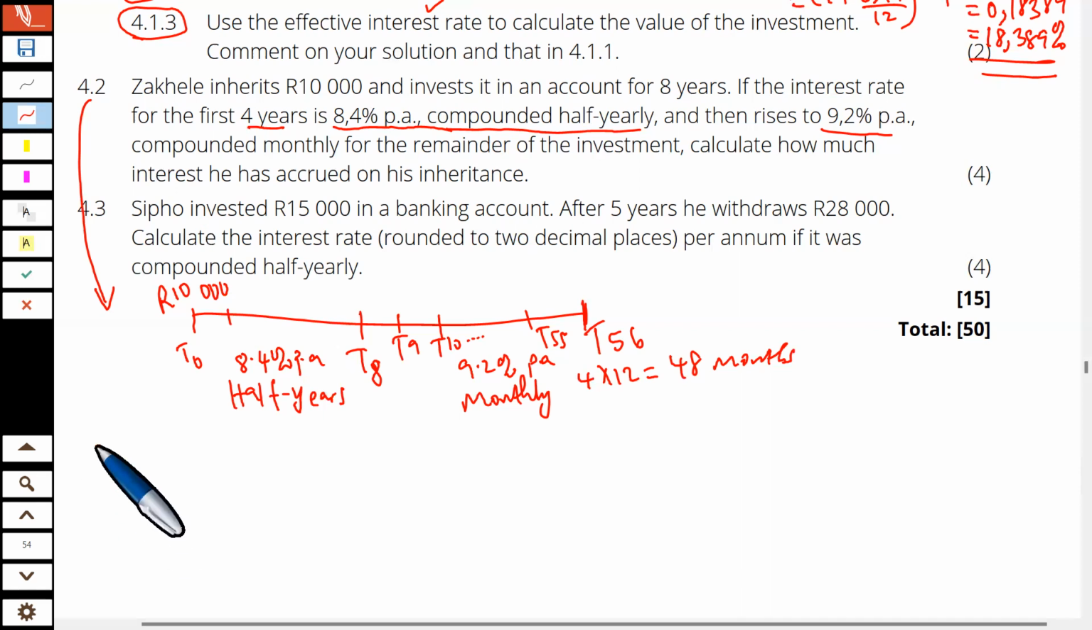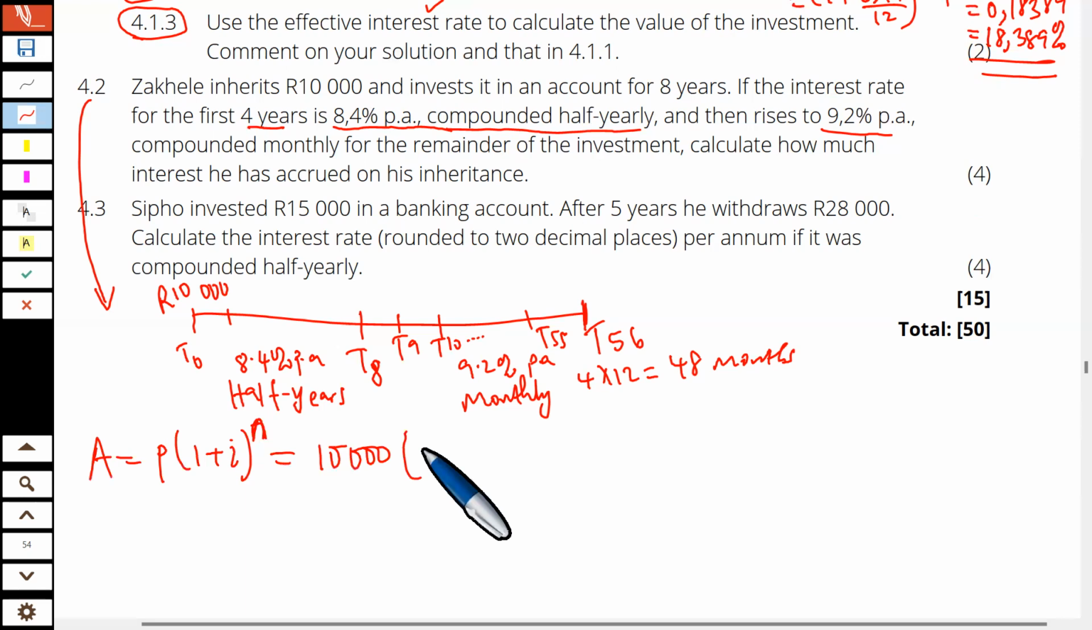We're using the formula A equals P into 1 plus i to the power n. So in the 4.2 part, you're dealing with 10,000. I'm trying to check your answer because obviously you got the answer, but I'm trying to verify if you're going to get the same answer or not. Because the 10,000 is invested, you're going to use the formula with 1 plus i to the power n. So it's 10,000 that is being invested.